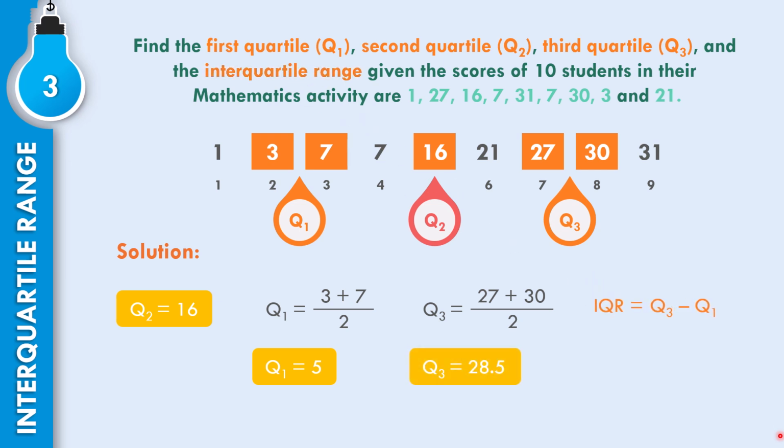So let us solve now the interquartile range. It is equal to Q3 minus Q1. Q3 is 28.5, and then Q1 is equal to 5. So 28.5 minus 5, the answer for the interquartile range is equal to 23.5.